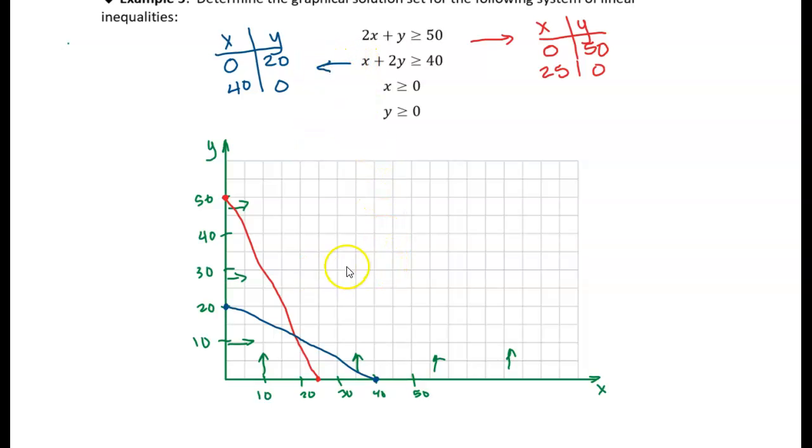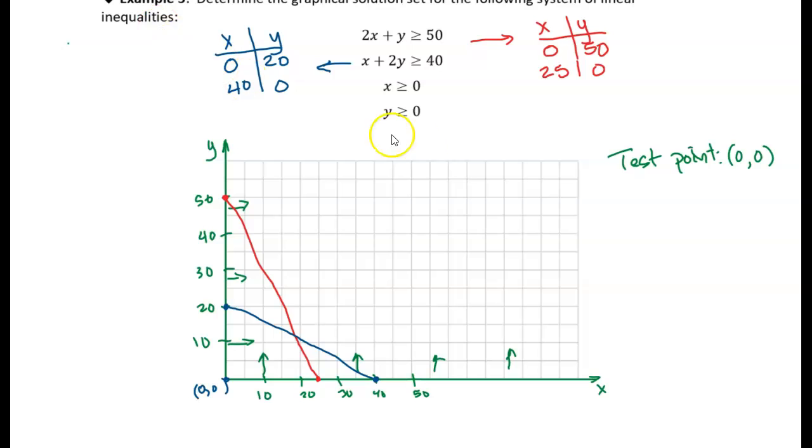All right, so we've graphed the lines. Now we just need to test some points. And again, 0, 0 is a good one, right? This is 0 comma 0. Let's use that as our test point. All right, so I'm going to use the test point 0 comma 0.